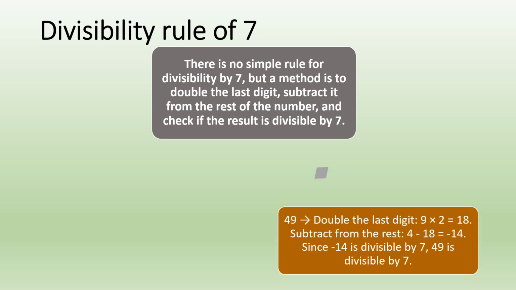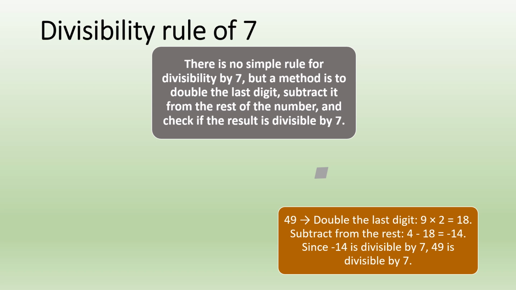Let us take an example, 49. First, we have to double the last digit. Here, the last digit is 9. So, 9 twos are 18. And this 18 we have to subtract from the rest of the number. So, the last digit we will not consider. Ignoring the last digit, we have 4. And we subtract 18 from this 4. Then we obtain 4 minus 18, which is equal to minus 14, which is divisible by 7. Therefore, 49 is divisible by 7.